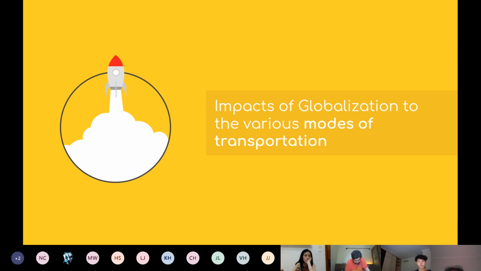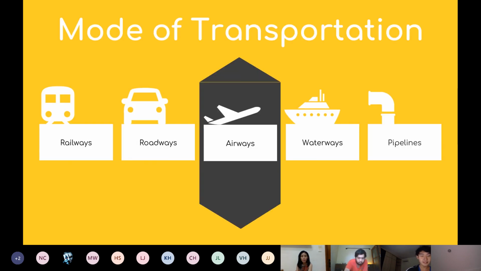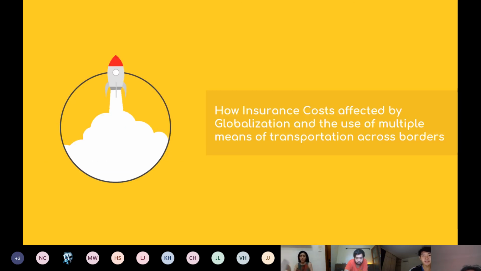Next. All right. So speaking about international scale, I will be presenting about globalization and IKEA's international strategy. The first thing I want to talk about is the different modes of transportation. To name a few, the modes of transportation are railways, roadways, airways, and waterways, which are the most common. And then there's pipelines. So how are insurance costs affected by globalization and the use of multiple means of transportation across borders?